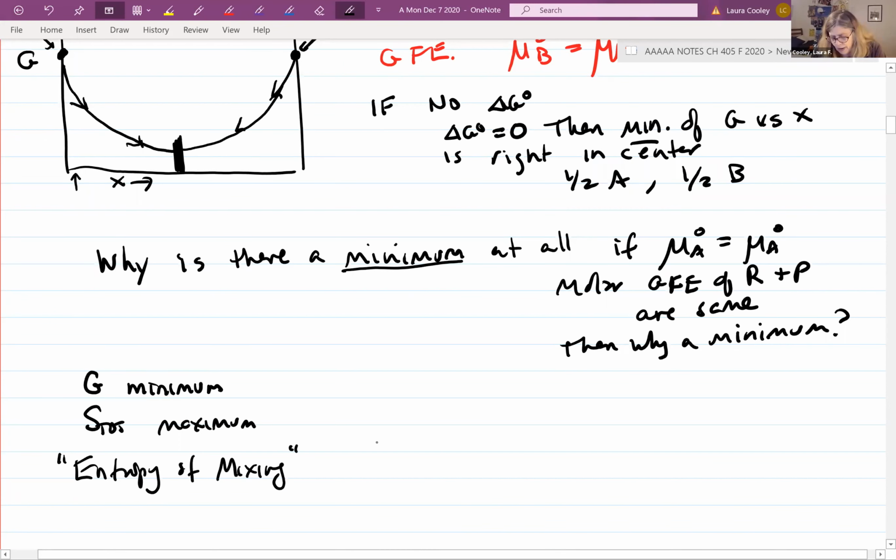Now, if you combine two gases, say you have gas A and gas B, and let's say that these do not react. So maybe it's like having argon and neon or something like that, where there is no reaction between the two of them.